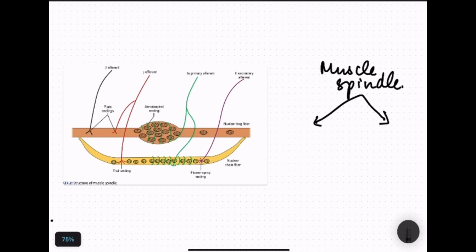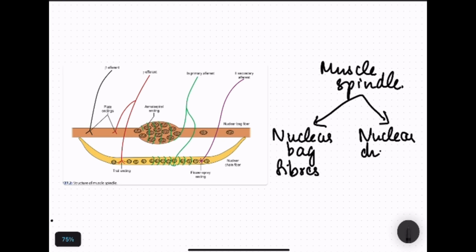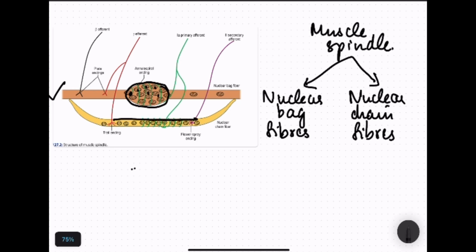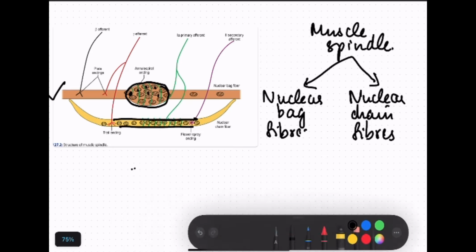Broadly, they can be classified as nuclear bag fibers and nuclear chain fibers. This right here is a nuclear bag fiber. It consists of a central bulged out portion containing numerous muscle nuclei. Whereas the nuclear chain fiber does not have a central bulged out portion, but it consists of the nuclei arranged in a chain. So these are the two types, nuclear bag fibers and nuclear chain fibers.